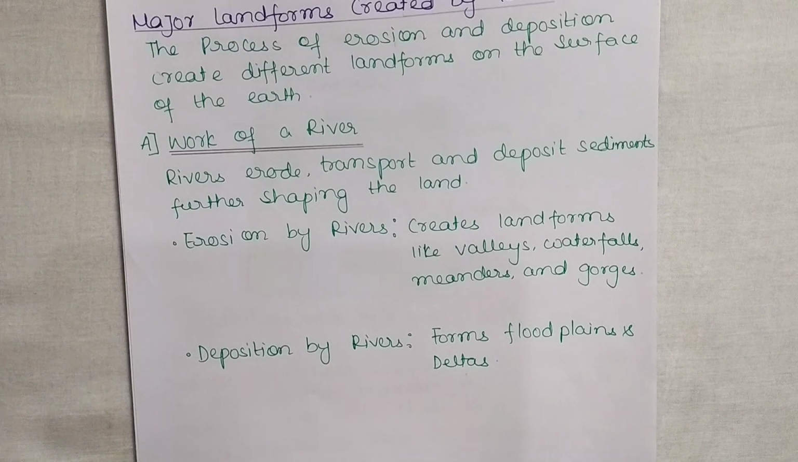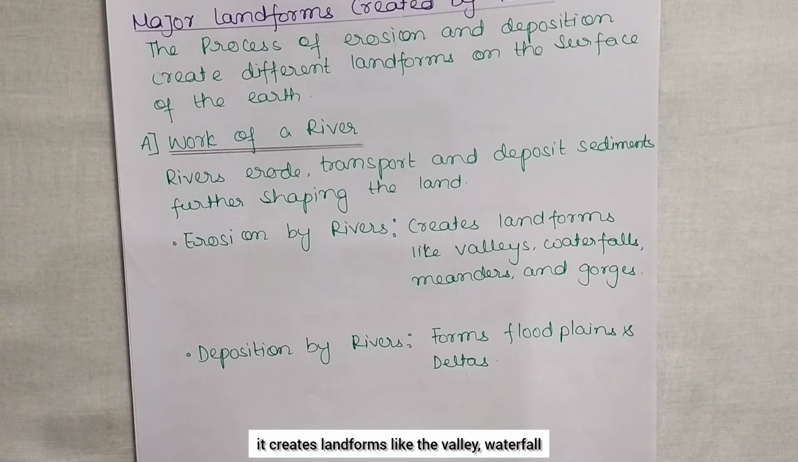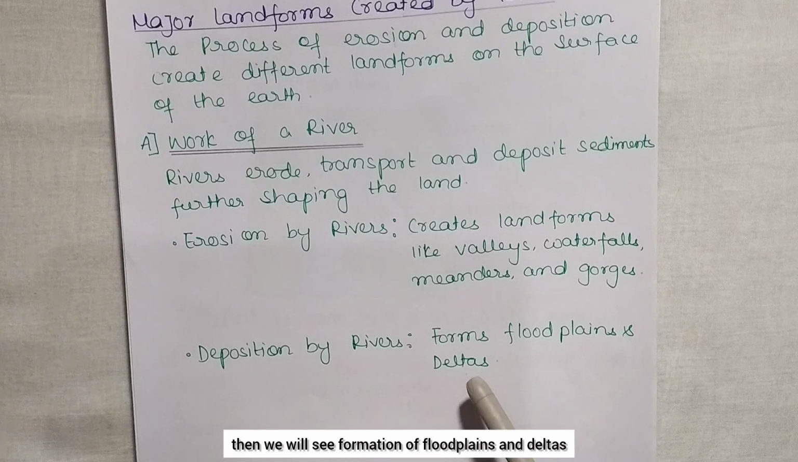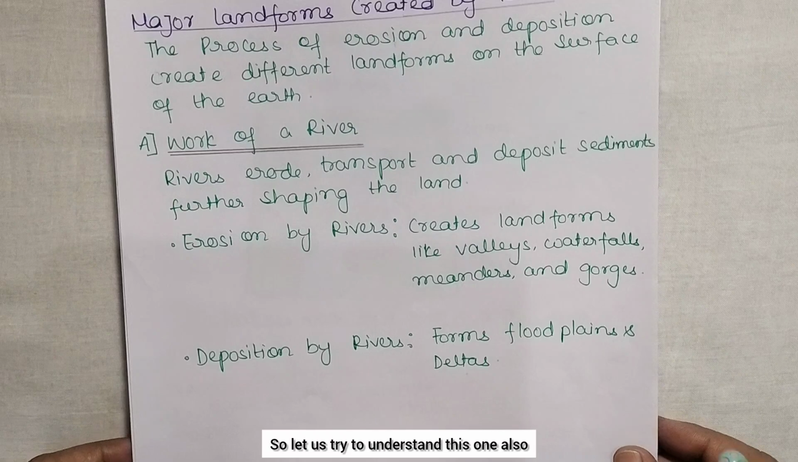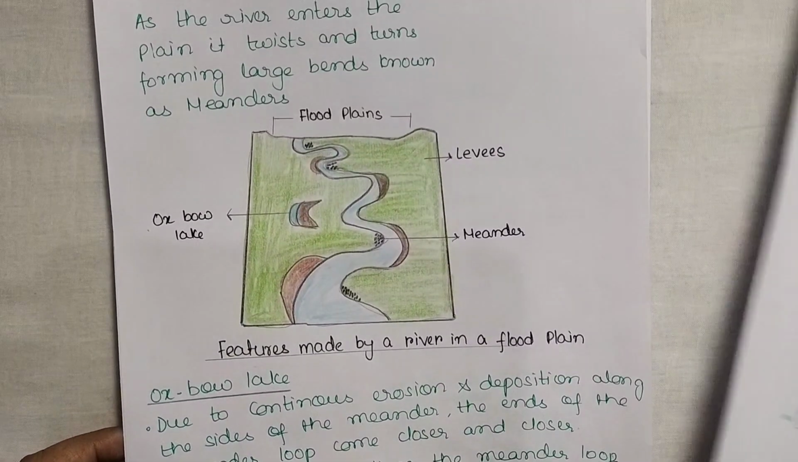Erosion by rivers. So whenever erosion by a river is there, it creates landforms like the valley, waterfall, meanders and gorges. And if deposition is there by the river, then we will see formation of floodplains and deltas. So let us try to understand this one also.